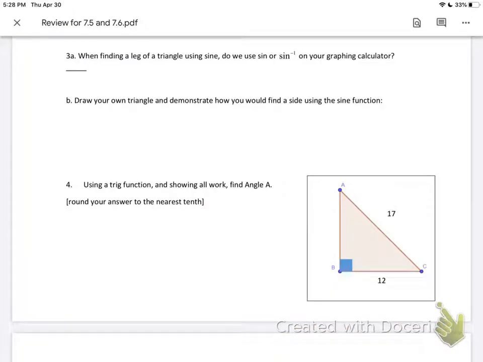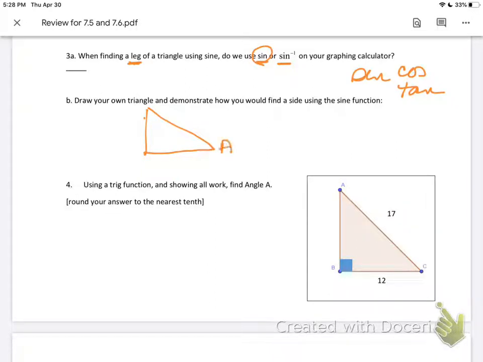Okay, so 3 says when finding a leg of a triangle using sine, do we use regular sine or sine to the -1? You use regular sine. So I go on to say, so you only use the inverse trig, which is the -1, when you are looking for an angle. Looking for sides, you use either sine, cosine, or tan. Okay, draw your own triangle and demonstrate how you would find a side using the sine function.